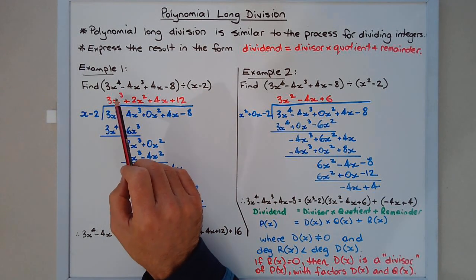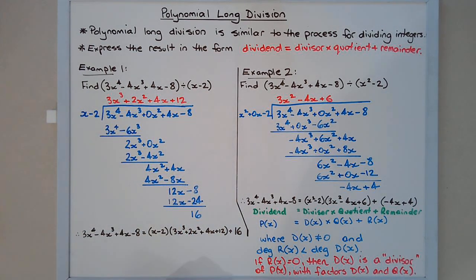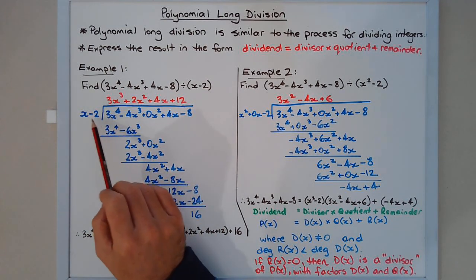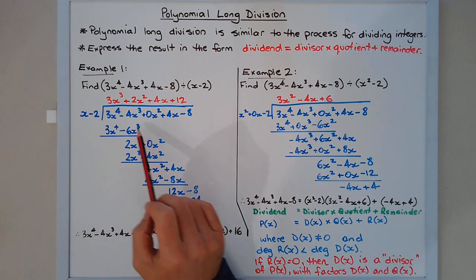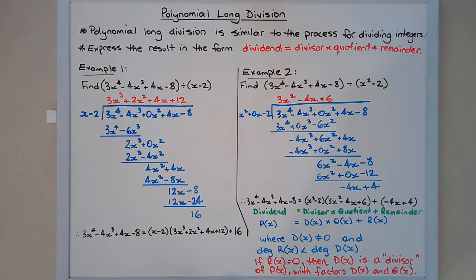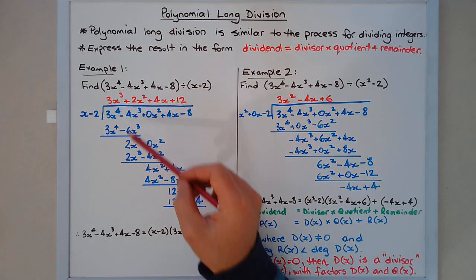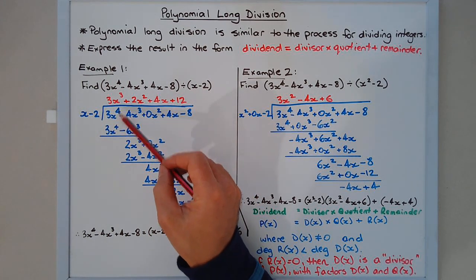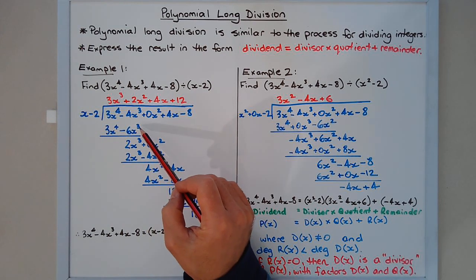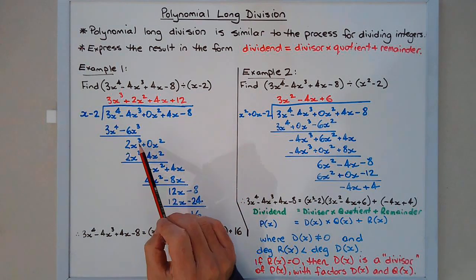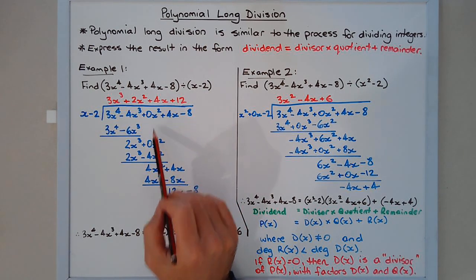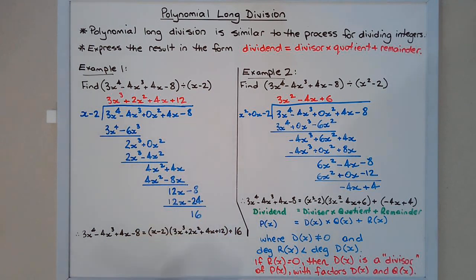Then we take the 3x cubed and multiply it by the divisor. So 3x cubed multiplied by x is 3x^4 and 3x cubed multiplied by negative 2 is negative 6x cubed. Notice that we line them up under the first two terms of the dividend. Just like with integer long division, we subtract one from the other. So 3x^4 minus 3x^4 is 0. Negative 4x cubed minus 6x cubed, so that becomes a plus, we get 2x cubed, and then we drop the next term down. So the 0x squared gets dropped down so that it's added on to 2x cubed.